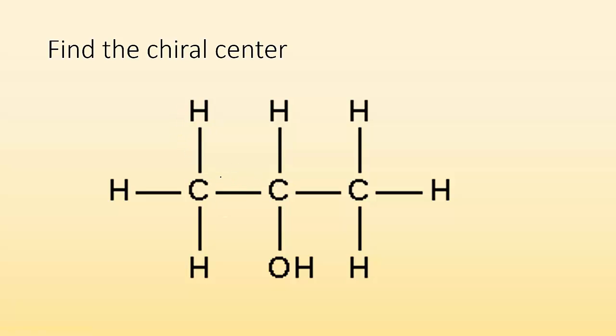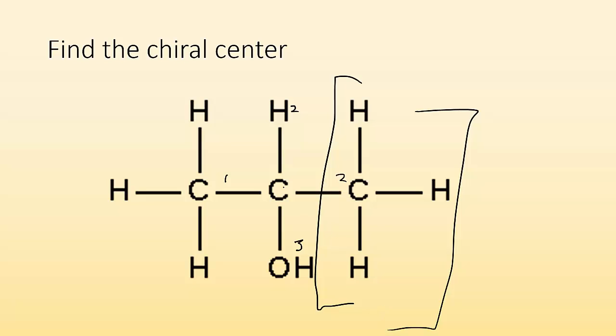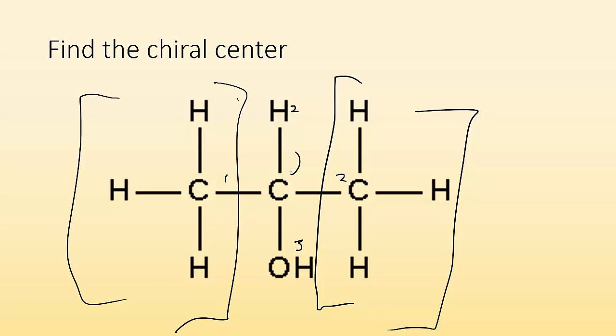Middle carbon. Well, there's a carbon. That's one kind of thing. There's a hydrogen. That's a second kind of thing. There's another carbon. And there is an OH, which is only a third kind of thing. Interesting. So this molecule, not really chiral because it has 2 identical things. Right here, this CH3 is identical to this CH3. So this carbon cannot be chiral. This molecule has no chirality.